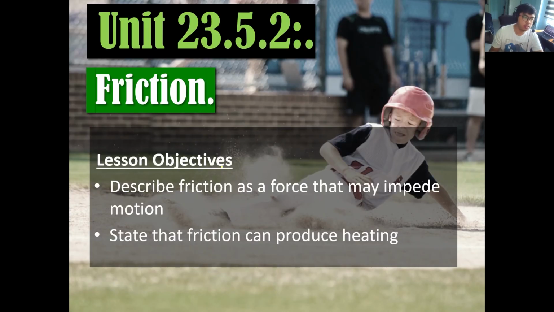To summarize, you learn about friction. So friction is a force and it impedes motion. So that means it opposes motion, yang melawan pergerakan, and it's always in the opposite direction. You also learn that friction can produce heating. So when you rub things together or things are sliding against each other, it can produce heat. Okay, yang akan jadi panas. And that is all for today's lesson.